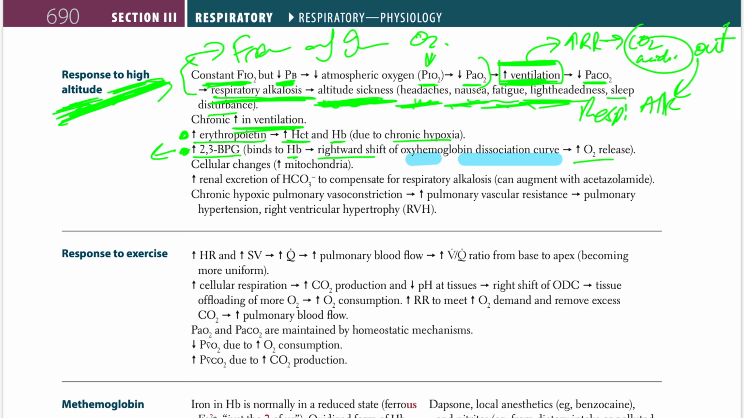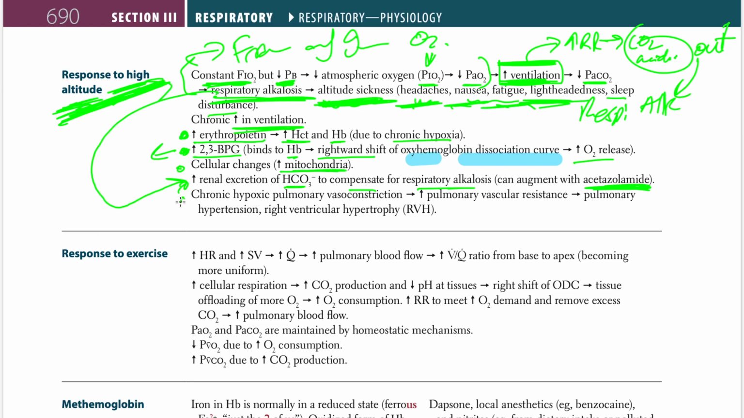which will lead to an increase in O2 release. Cellular changes also cause an increase in mitochondria. There is an increase in renal excretion of bicarb. Because we develop respiratory alkalosis, how are we going to deal with that? We will release that bicarb to compensate for respiratory alkalosis, and this can be augmented with acetazolamide. We can even give this drug acetazolamide that can help us with the process of fixing that respiratory alkalosis.